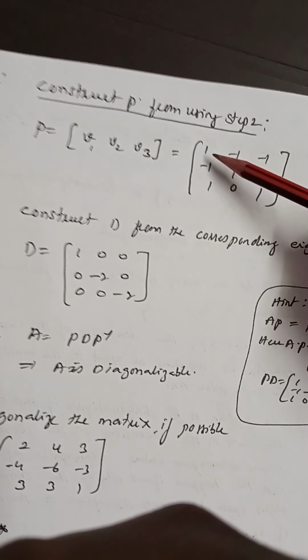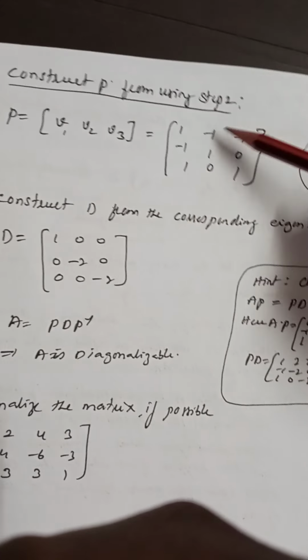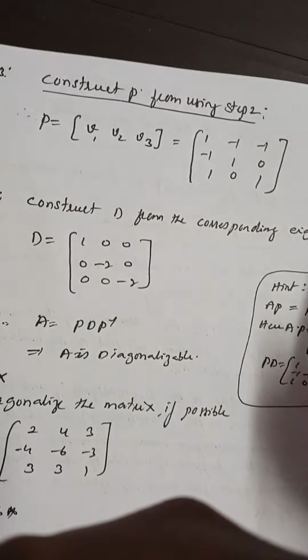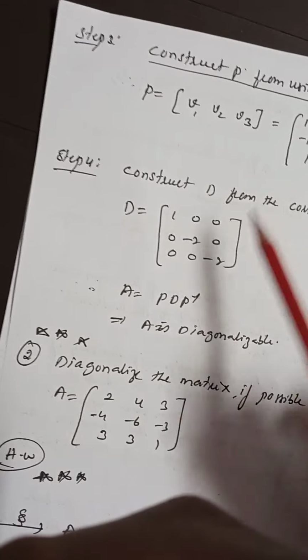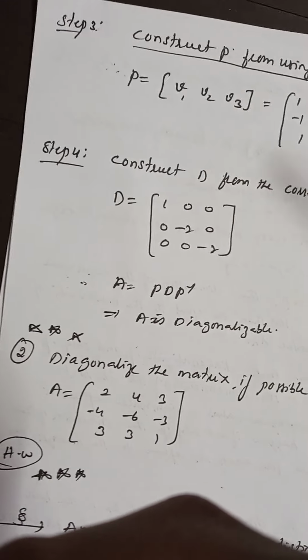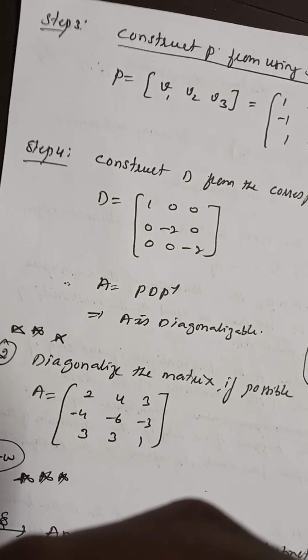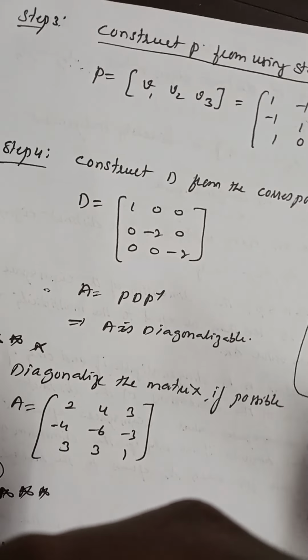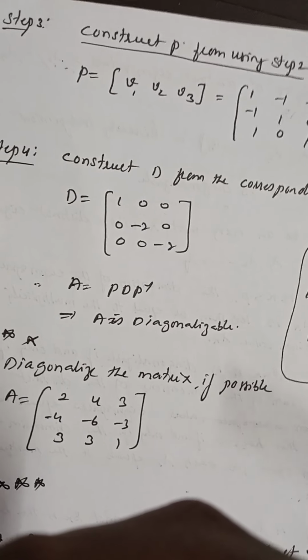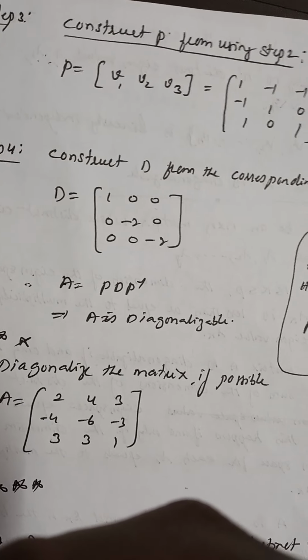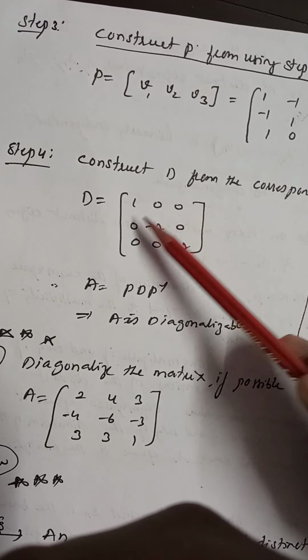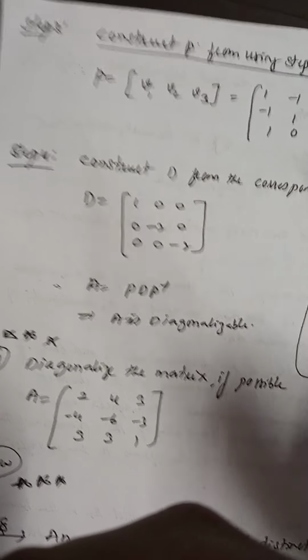What is v1? 1, minus 1, 1. V2 is minus 1, 1, 0. V3 is minus 1, 0, 1. Right? Here the order is not important. Now, step 4: after getting P using step 2, construct D from the corresponding eigenvalues. D is always a diagonal matrix whose principal diagonal entries are the characteristic values only. Here the characteristic values are 1, minus 2, minus 2. Therefore D is equal to 1, 0, 0, 0, minus 2, 0, 0, 0, minus 2.